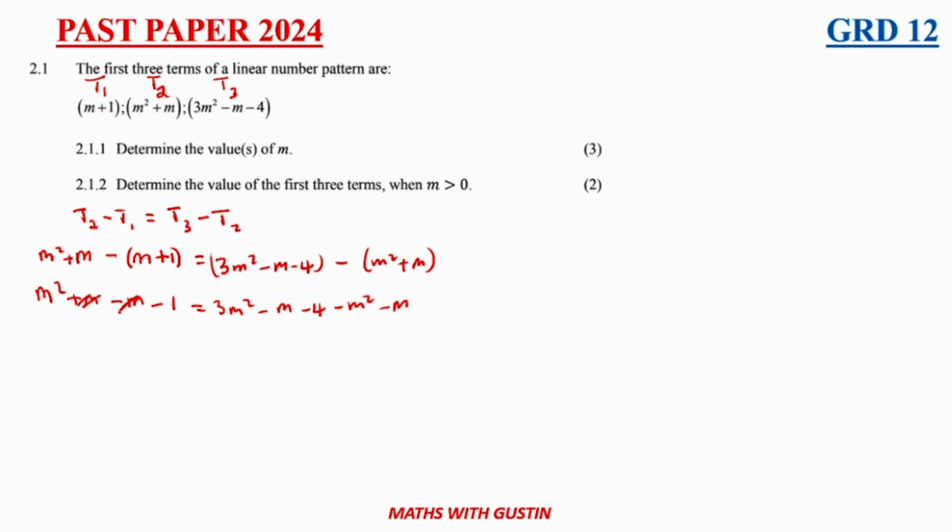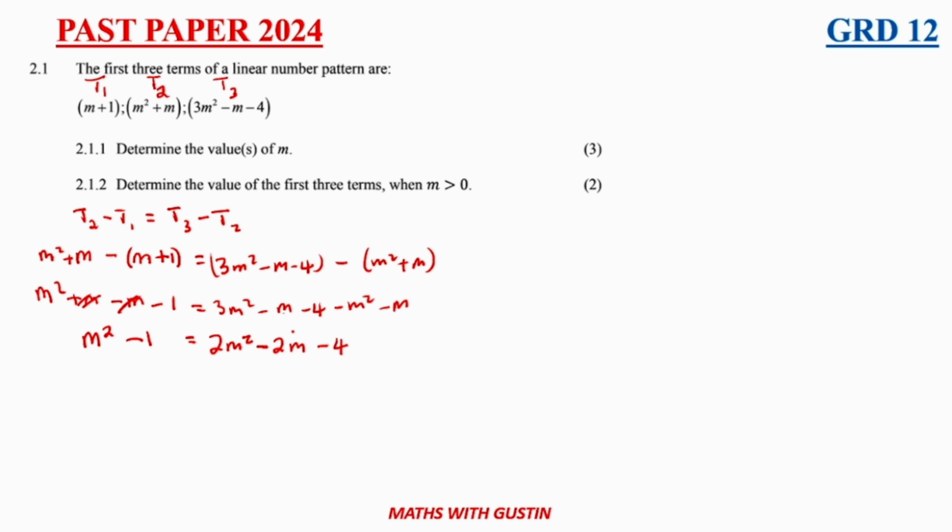M and m would cancel out. Therefore, what have we got? M squared minus 1 is equal to 3m squared minus m squared, which is going to give us 2m squared. Then minus m minus m will give us minus 2m. Then here we've got minus 4 at the end.